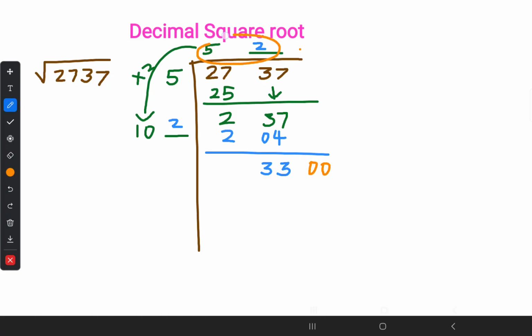Thereafter, we need to multiply this total number by 2. 52 into 2, it's 104. And here is a blank, here is a blank as well.